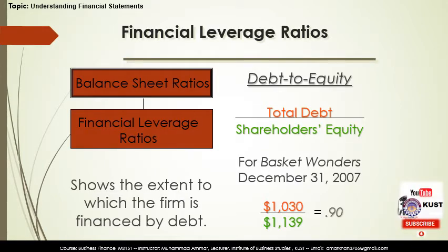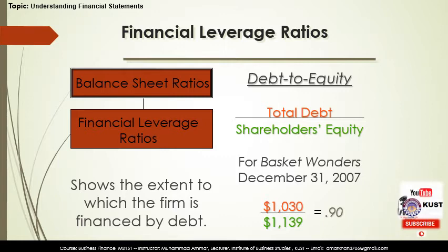So the financial leverage ratio, or we can say balance sheet ratio. This one is our debt to equity ratio. You can see debt to equity. In this ratio we take the debt and also we take the equity.